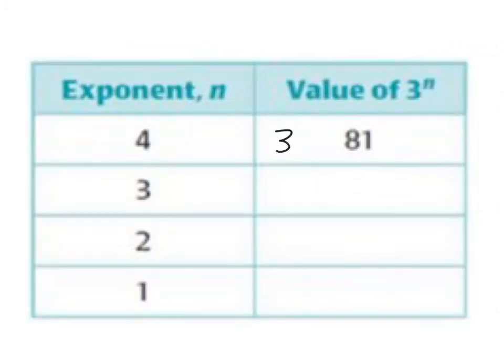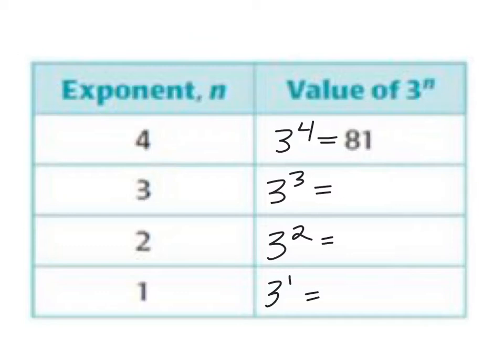We already know that 3 to the 4th is 81. I want to know what's 3 to the 3rd, 3 to the 2nd, and 3 to the 1st. Fill those in. What is 3 to the 3rd, please? 27. Bravo. 3 to the 2nd. 9. And 3 to the 1st? 3. Good job. Okay. Pattern.